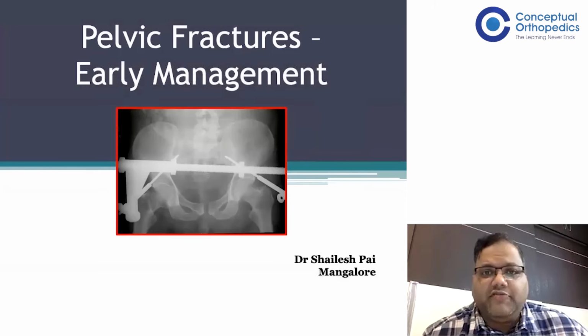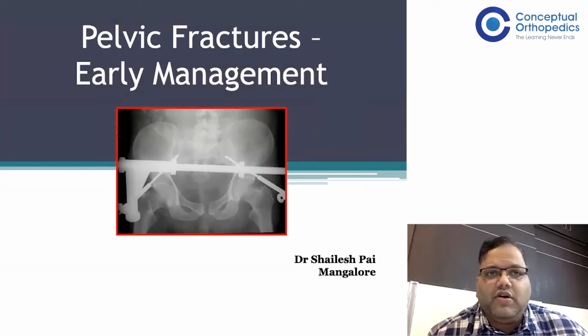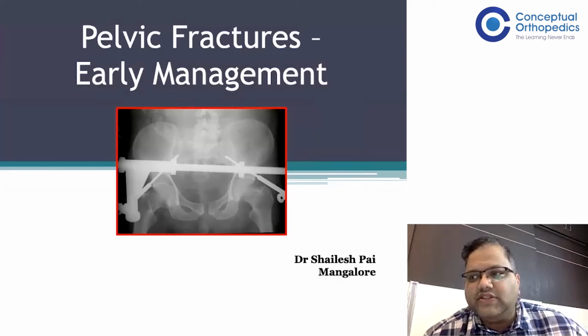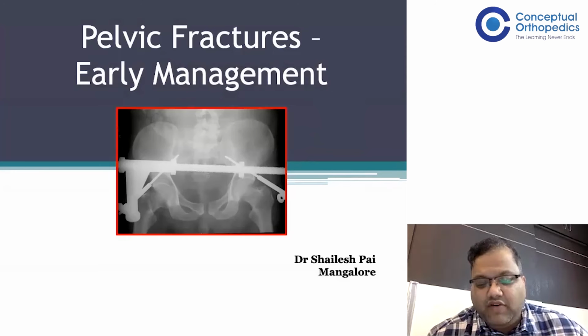Today we'll be discussing about the acute management, and then definitive treatment and some complications. We'll deal with it in the next week. So acute management of pelvic fractures per se, or as a part of polytrauma, or as open pelvic fractures, or some part of it is often asked in the exam.